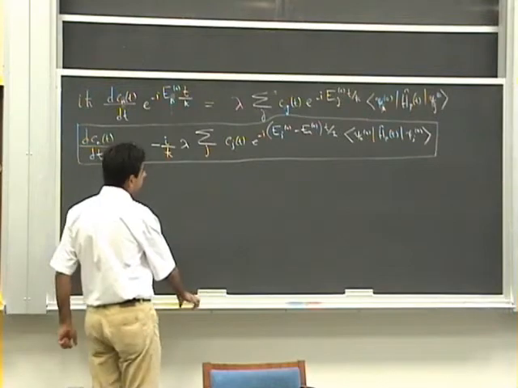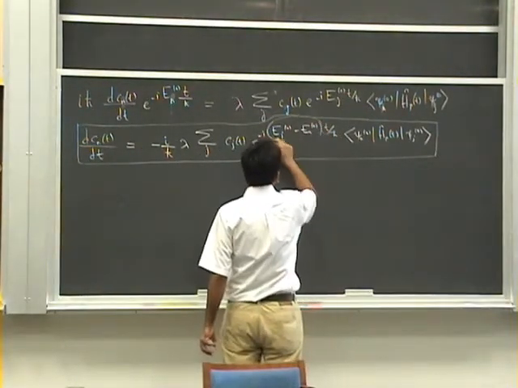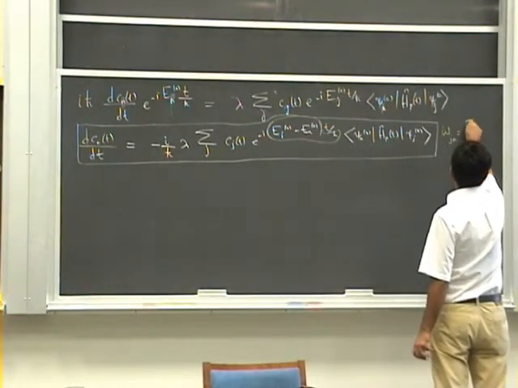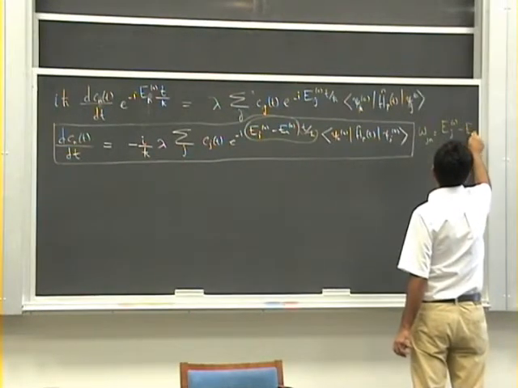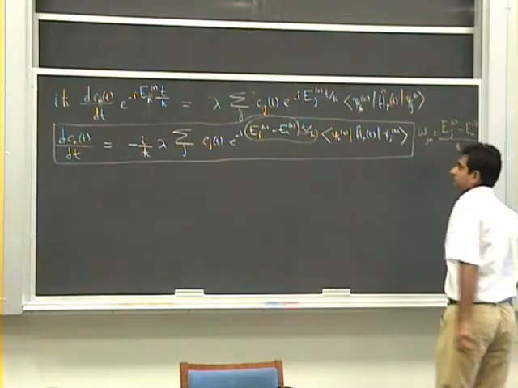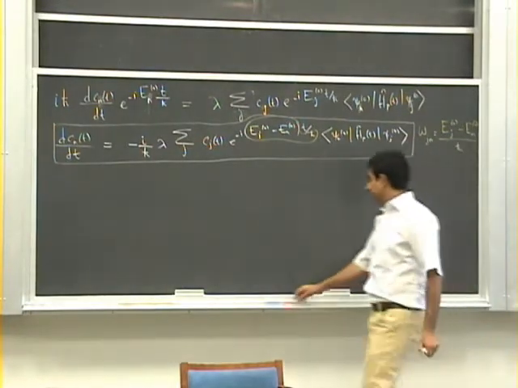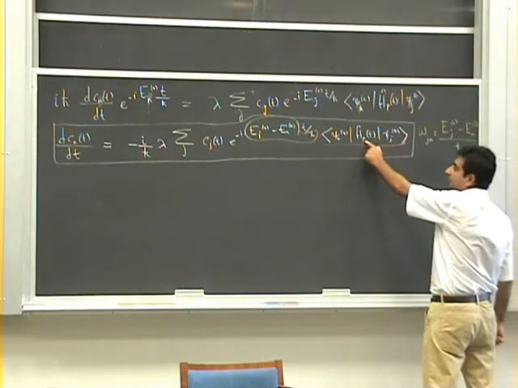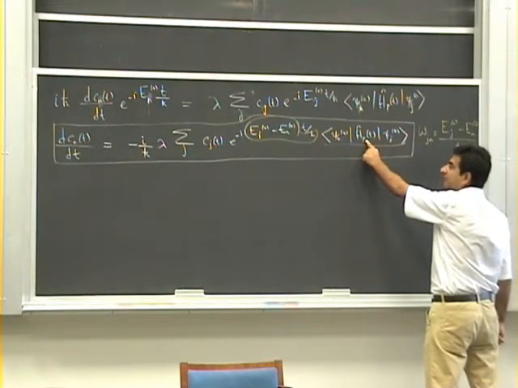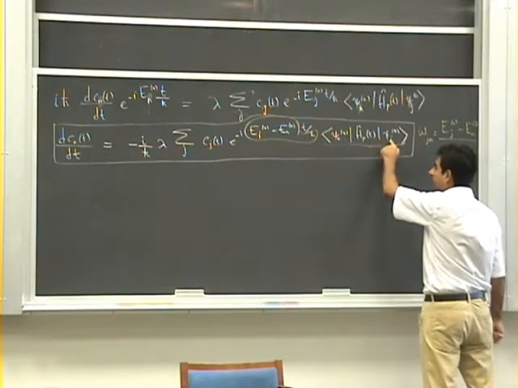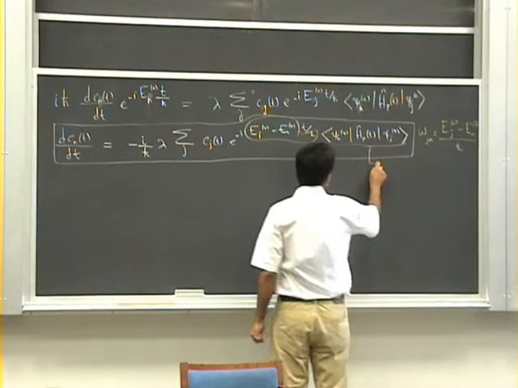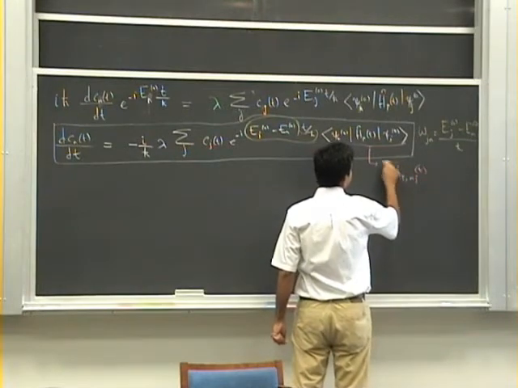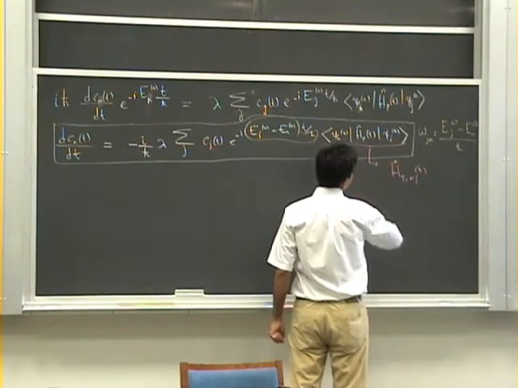Just for simplicity, this is the frequency. I call this frequency omega_jn, which is E_j naught minus E_n naught divided by h bar. And you will notice that this term is just a scalar. It's a matrix element of the perturbative Hamiltonian. Which matrix element? That in row n and column j, right? So this is sometimes also represented as H_p,nj, a function of time. This is just an element.